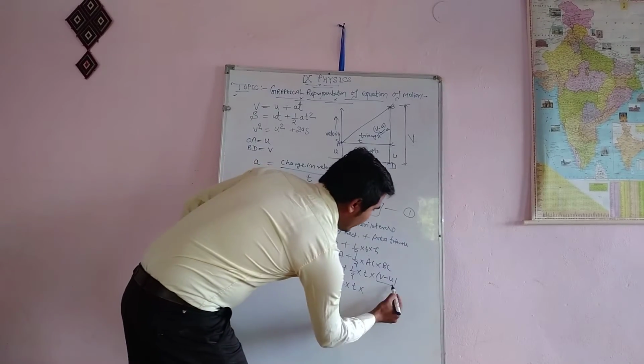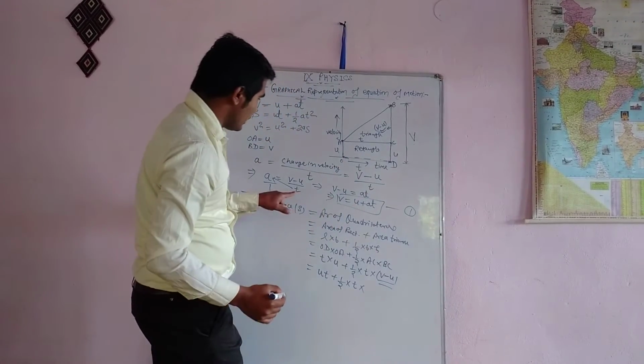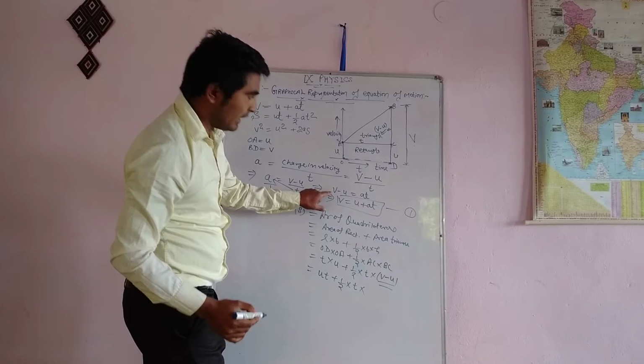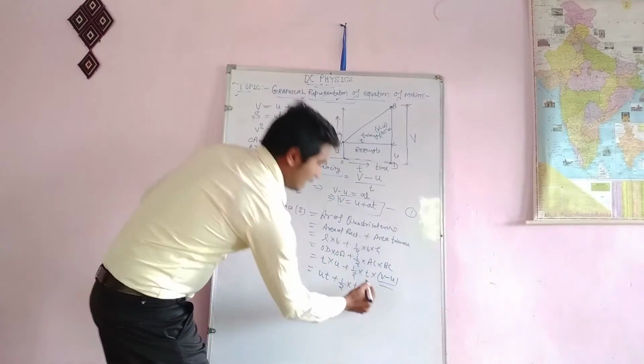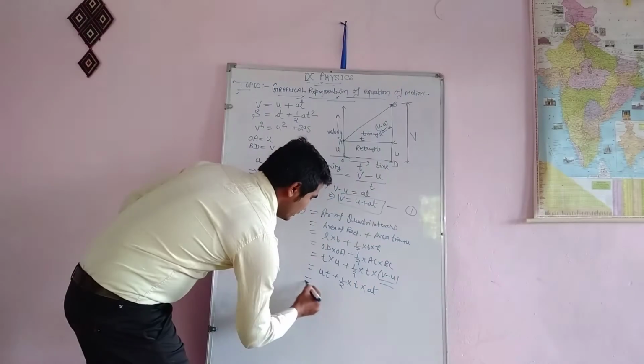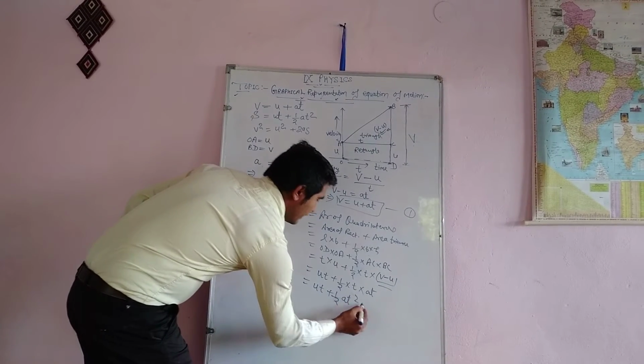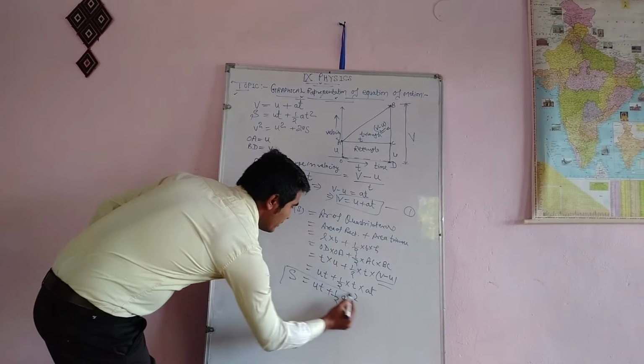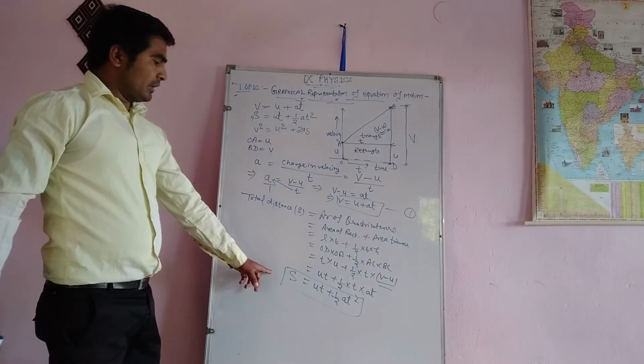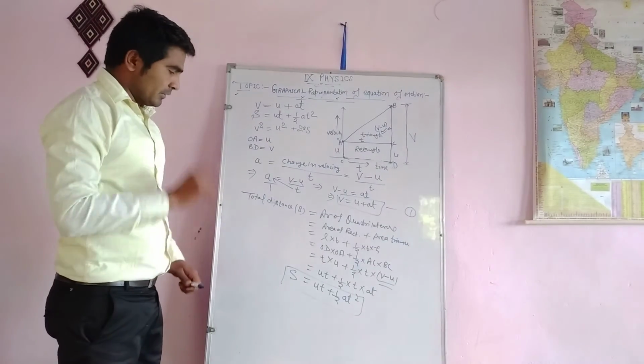Now the value of v − u from the first equation: v − u is equal to at. So s = ut + 1/2 at². This is the derivation of the second equation.